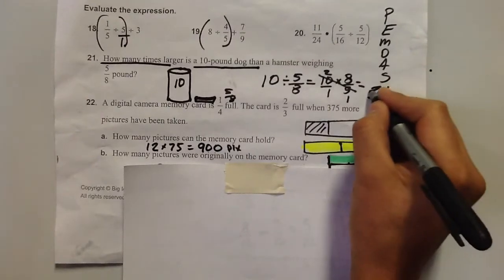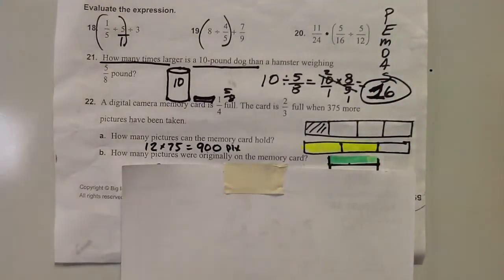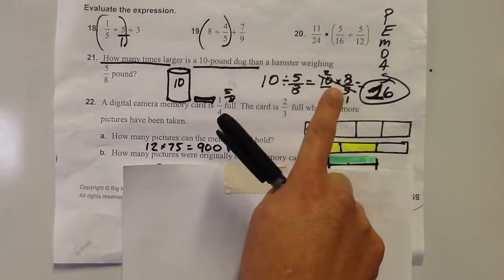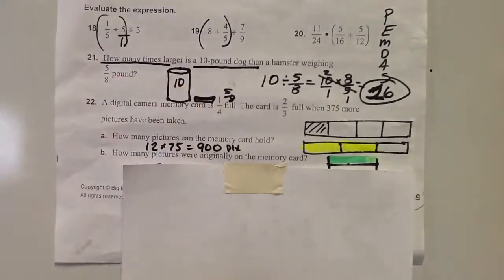2 times 8 is 16 times bigger. That much bigger. That's why rodents run from dogs and cats. And let's make sure we did that right. 10 divided by 5/8, multiplied by the reciprocal, cancels out. Yes. Keyword: how many times larger?